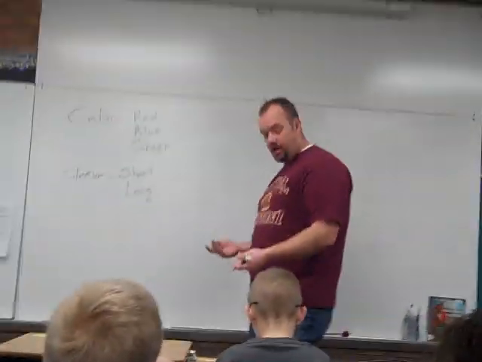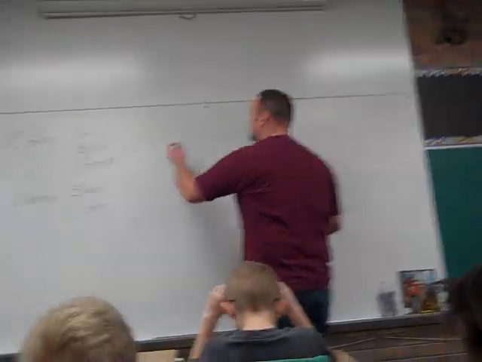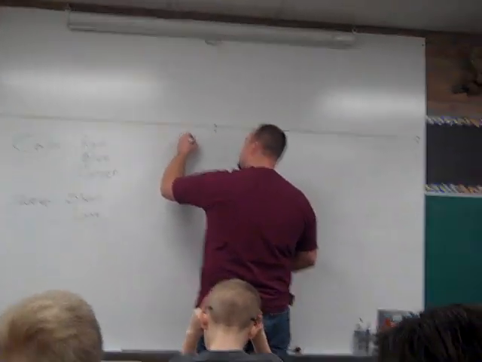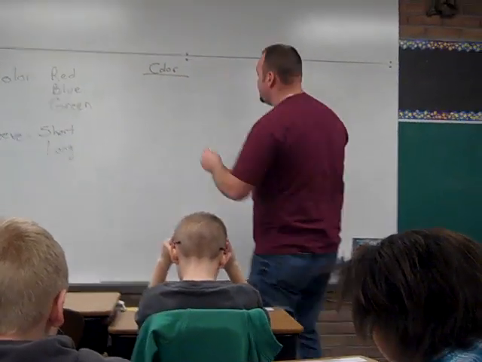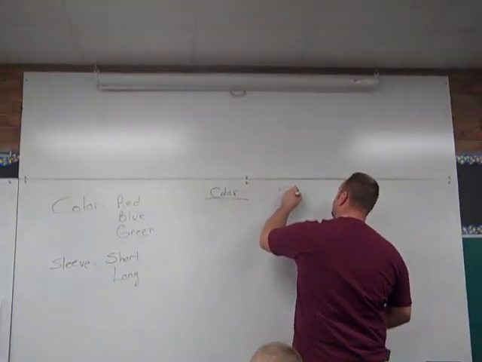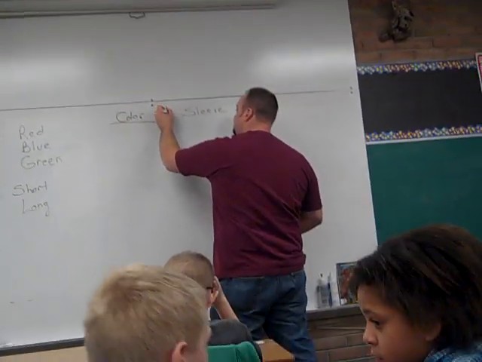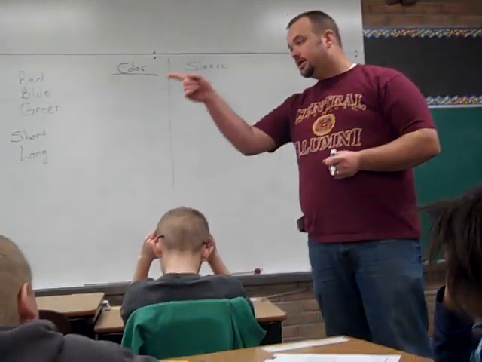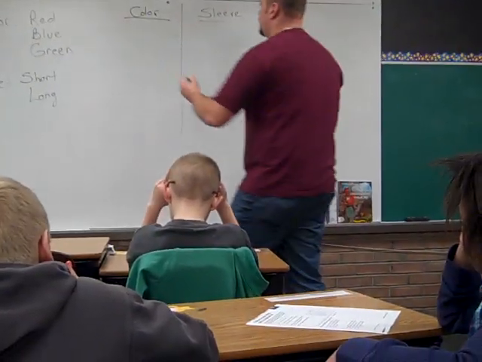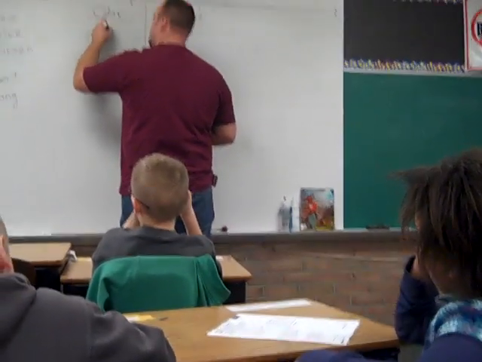So what they want to know is how many different shirt setups we have to choose from. The way they did it is they made a table where they said color, and it says sleeve type. We can just put sleeve. We're going to make a table. What is the first color they dealt with? Red. Okay.